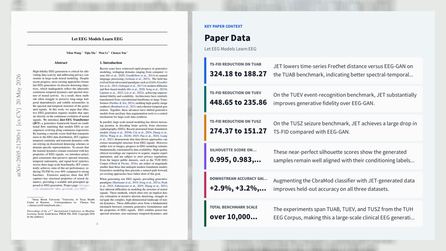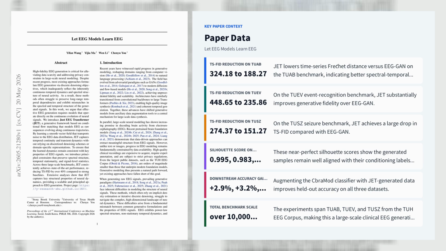JET reduces TS-FID by 42% versus EEG GAN on TUAB, 324.18 to 188.27, 47% on TUEV, 448.65 to 235.86, and 45% on TUSZ, 274.37 to 151.27, while reaching silhouette scores of 0.995, 0.983, and 0.987, and downstream accuracy gains of +2.9%, +3.2%, and +1.7% when augmenting the CBraMod classifier.